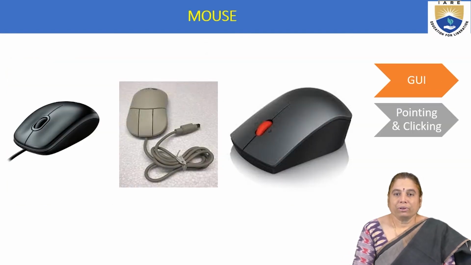The next variety of input device is the mouse. The mouse is used for the graphical user interface. If a menu is displayed, and one option has to be selected from it, then the mouse can be used. So it is a pointing and clicking device. A variety of mice are available.